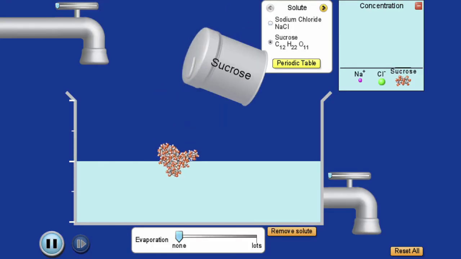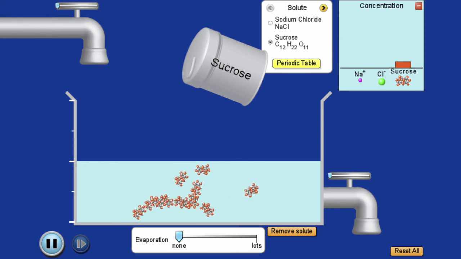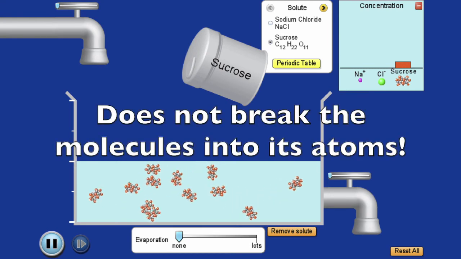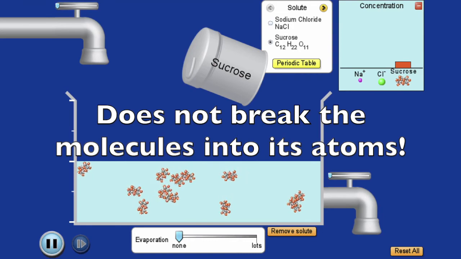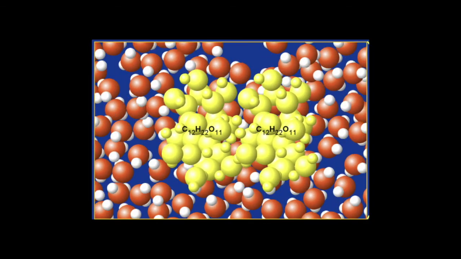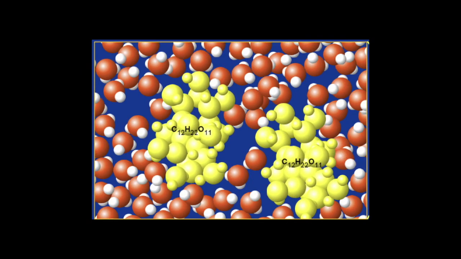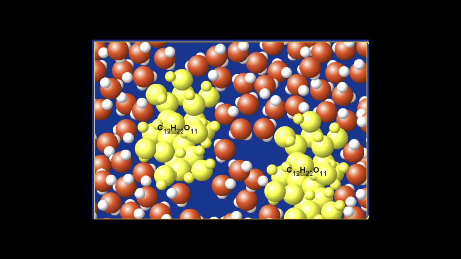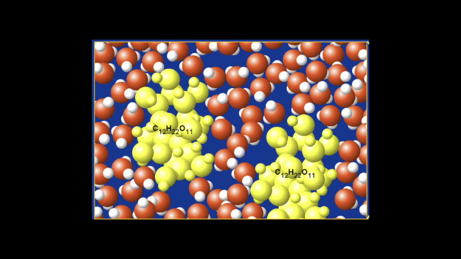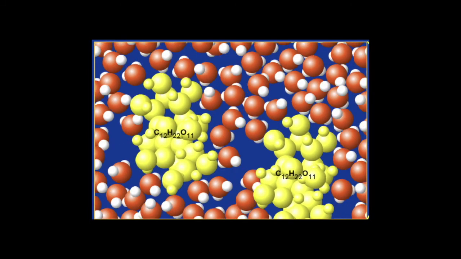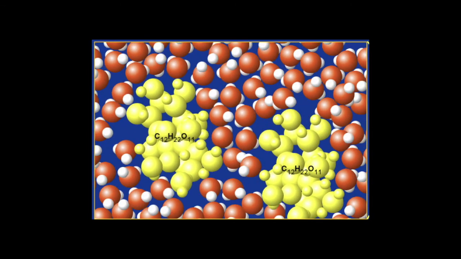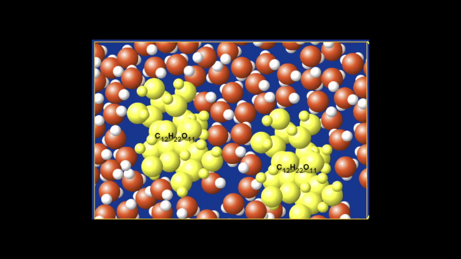Now let's talk about how molecular compounds like sugar dissolve. When water dissolves sugar, it separates the molecules by disrupting the attractive forces, but it does not break the molecules into its atoms. The water molecules arrange themselves around the sugar molecules, but it's not as organized as it is with salt. Sugar molecules contain many OH groups that can form hydrogen bonds with the water, and this is one of the reasons that sugar dissolves so well.